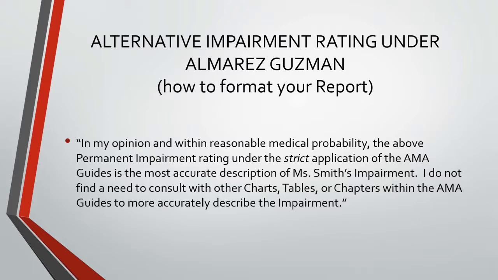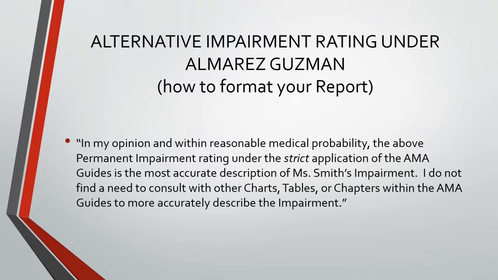And this statement is satisfactory to demonstrate to the parties that you indeed considered other charts, other tables, other chapters, other methods within the AMA guides. And even though you did so, you believe that the permanent impairment rating provided for by the schedule under the strict application of the guides is the most accurate description of the impairment.